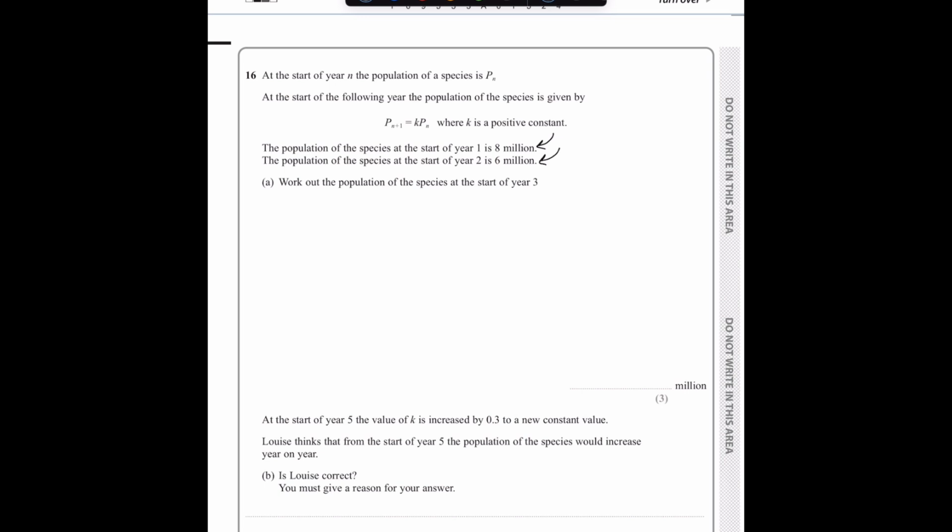So this is a good example of proportions. So in this case, year 2, we had 6 million, and that's equal to a positive constant k times the population for year 1, which was 8 million. So in other words, we have 6 is equal to 8k. So we can rearrange this to get k on its own, which is 6 over 8, which we can simplify to 3 over 4. Now something to remember is k is a constant, so it doesn't change. So in other words, we can now write Pn plus 1 is equal to 3 over 4 Pn.